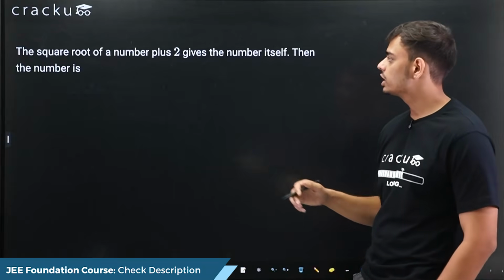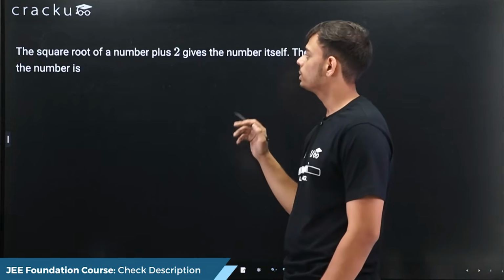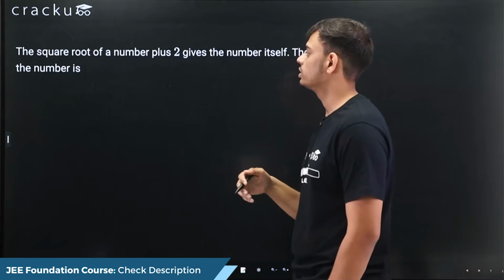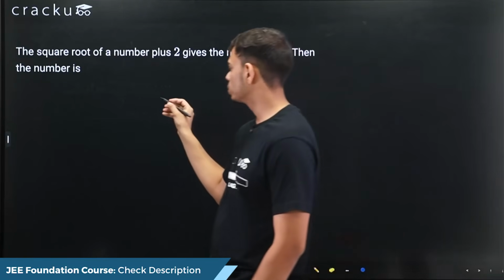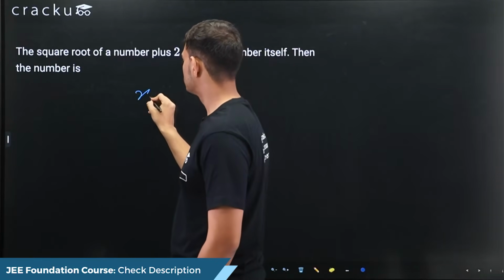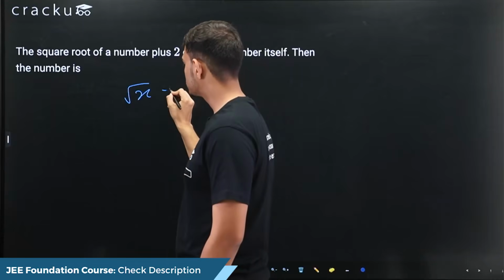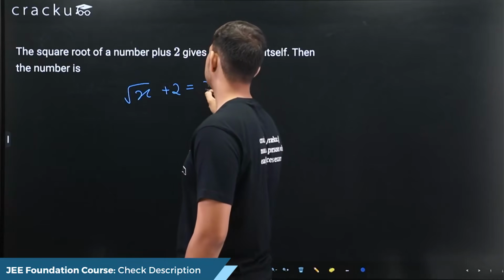In this question, we are given that the square root of a number plus 2 gives the number itself. Let us assume the number to be x. The square root of x plus 2 gives the number itself, which is x.